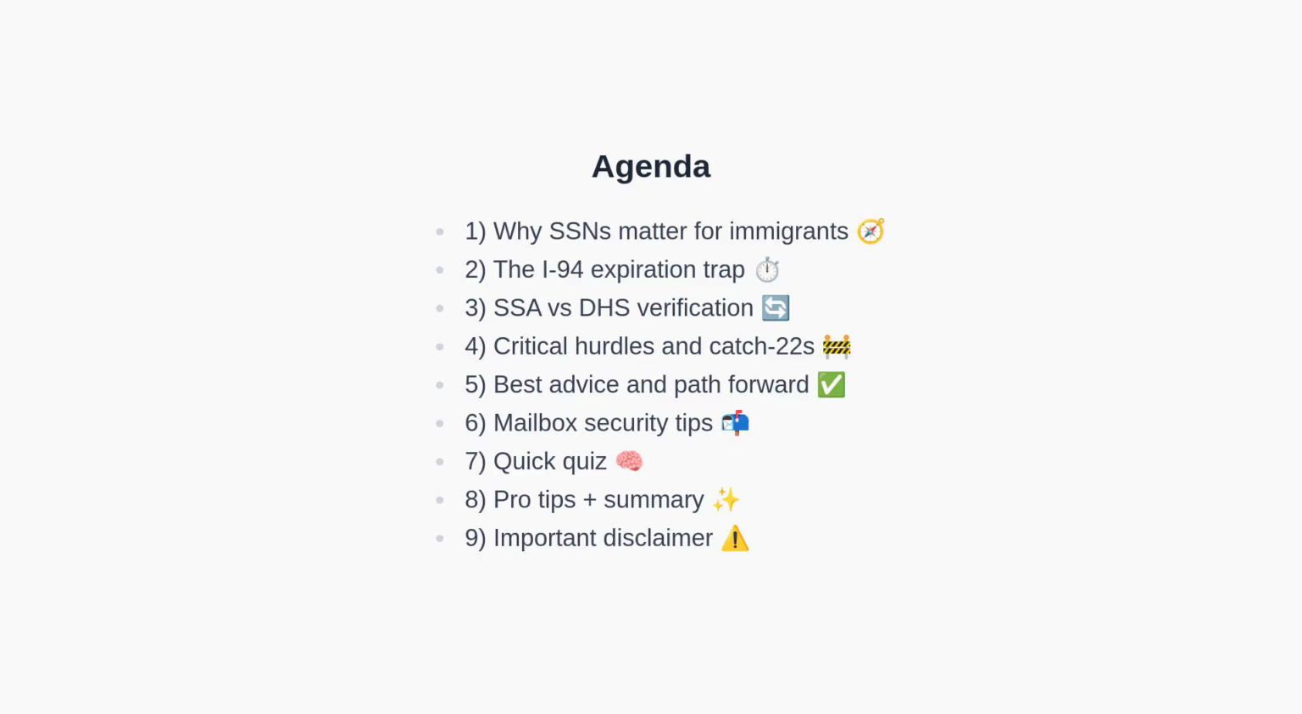First, we will cover why the SSN is so crucial and how immigration status affects it. Then, we will dive into the I-94 expiration trap. After that, we will clarify how SSA and DHS verification works. Next, we will outline critical hurdles and then share a practical path forward. We will also address mailbox security, quiz you briefly, summarize key takeaways, and close with an important disclaimer.